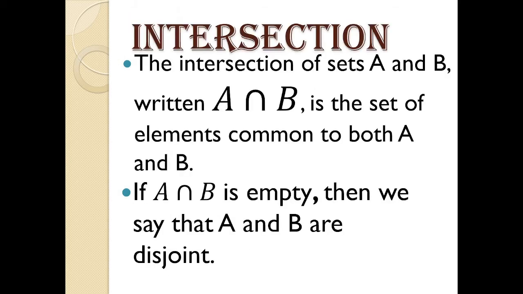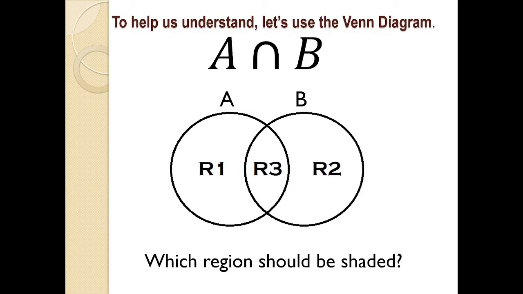Yes, sir. Okay, let's go to intersection. As you said earlier, we will see whether shading the middle is really the intersection. The intersection of sets A and B, note the symbol of intersection, it is an upside-down letter U. It is the set of elements common to both A and B. If the intersection of A and B is empty, then we say that A and B are disjoint. Where should I shade, class? Not all. Region 3.